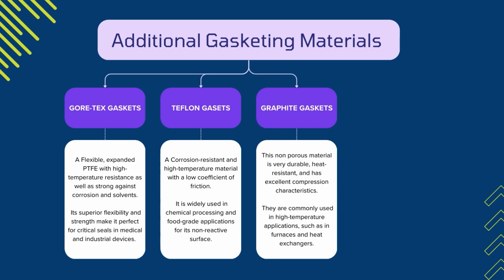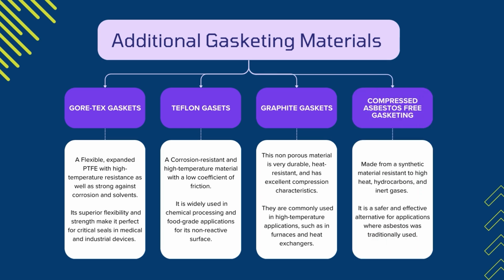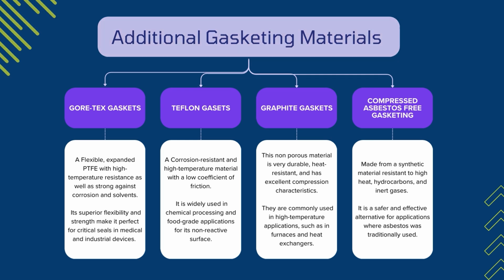Next is graphite gaskets. This non-porous material is very durable, heat-resistant, and has excellent compression characteristics. They are commonly used in high-temperature applications such as in furnaces and heat exchangers. Lastly, we have compressed asbestos-free gasketing, made from a synthetic material resistant to high heat, hydrocarbons, and inert gases. It is a safer, effective alternative for applications where asbestos was traditionally used.